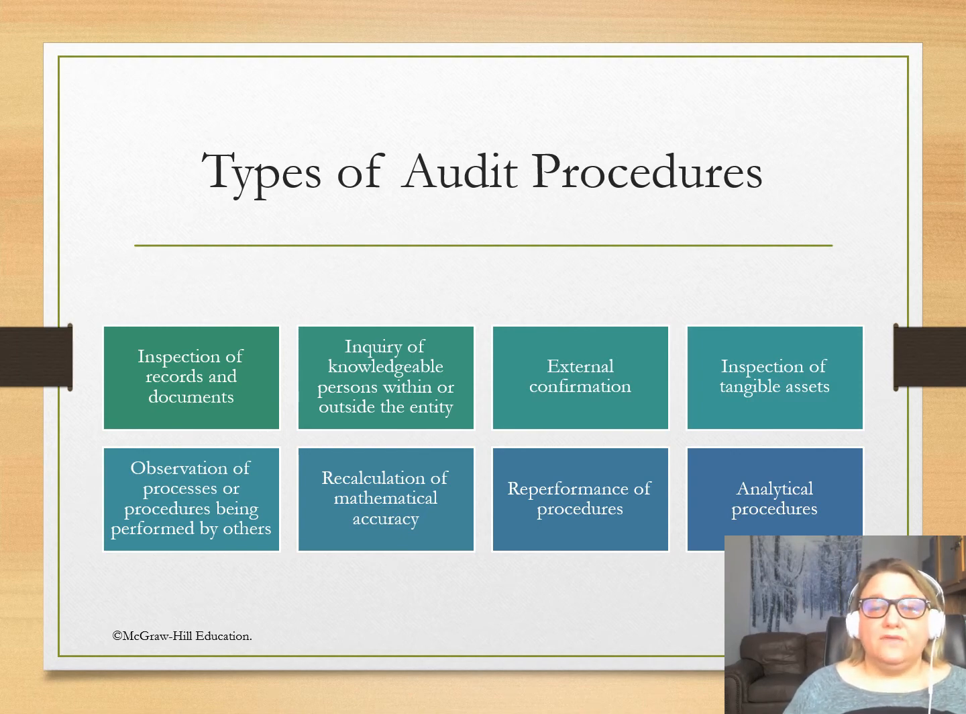External confirmation would be sending out to the client's own customers some verifications of accounts receivable balances. Inspection of tangible assets, walking around on the floor and looking at the machines and figuring out whether they all exist from the list of assets. Observations of processes and procedures being performed by others.